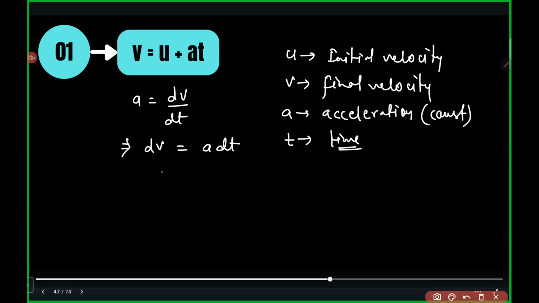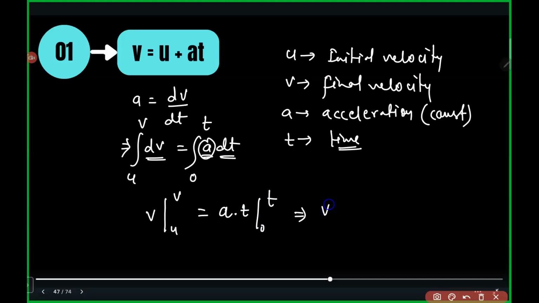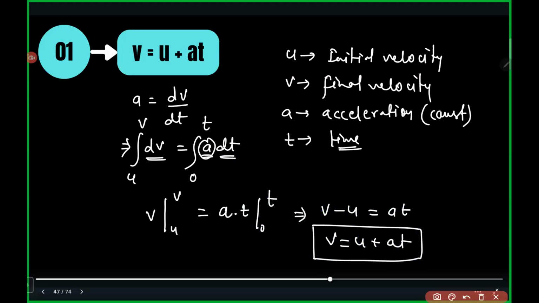Okay, so now I'm going to integrate this equation on both sides. Here I will use the limit u to v, initial से final, and for the time I will use 0 से t. If I integrate dv, I'll get v, the limit is u to v. And for this one, a is a constant, so it will come outside of the integration. So it will be a, and the integration of dt is t. The limit is 0 to t. So you'll get v minus u is equal to a into t, or you can say v is equal to u plus at. And this is your first equation of motion. One of the most important points that you have to remember: whatever you're writing here is in vector form. Okay, remember this thing.